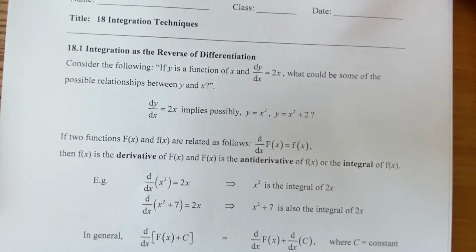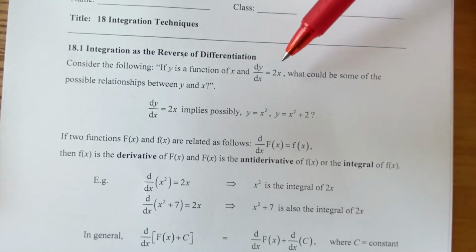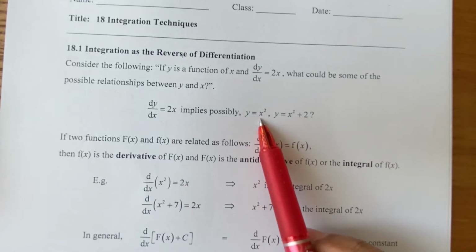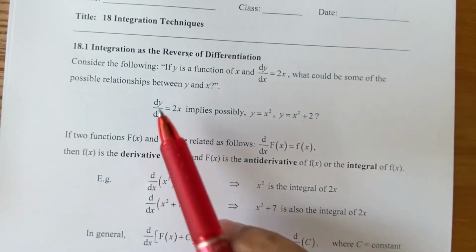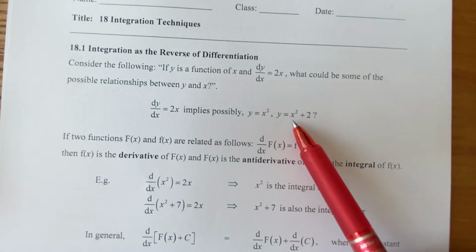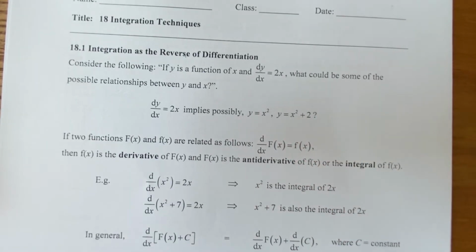Now, let's say we have, for instance, dy/dx equal to 2x. Okay? Now, what does it imply for the function y? We know that if we have y equals x squared, dy/dx will be equal to 2x. What about y equals x squared plus 2? Is dy/dx equal to 2x also?